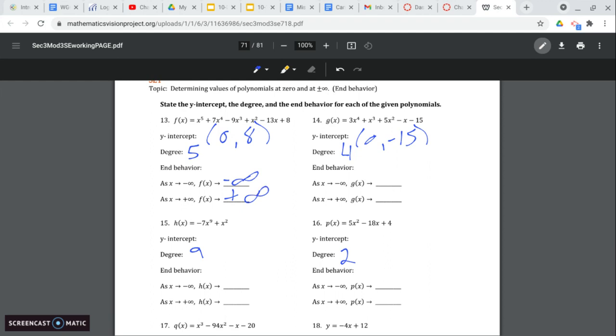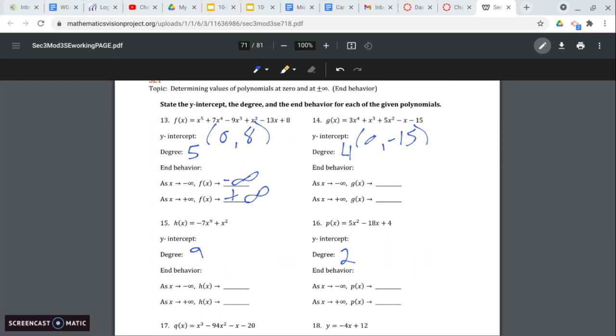Now, just because it's an odd function does not mean that it's always going to go in the same direction each way. Because there's not a negative out front, that's why it's following through with this. This one has a negative out front, so guess what? These two are going to be switched. Negative infinity is going to go to positive, positive is going to go to negative.